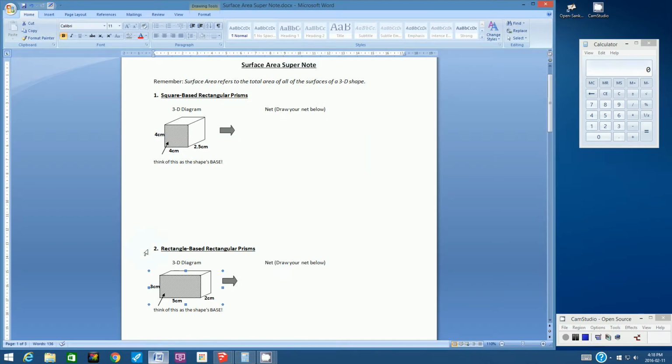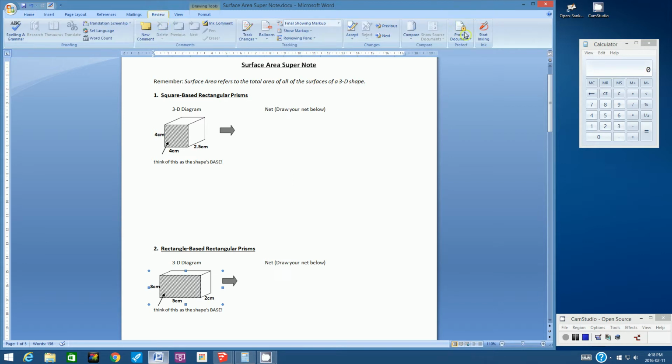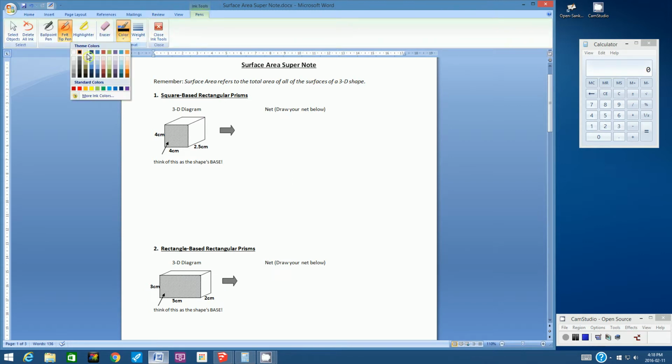Okay, so now that you've drawn the net, let's start calculating the area of the individual sides. So let's start with the base. Remember, the base was a square. So if you remember from our area unit, we know the formula for area of a square. So let's start with step 1. Area of a square equals s squared. Well, what is the length of a side? Well, in this case, it's 4 centimeters. So our information line is s equals 4 centimeters.